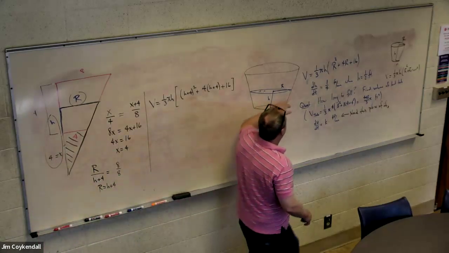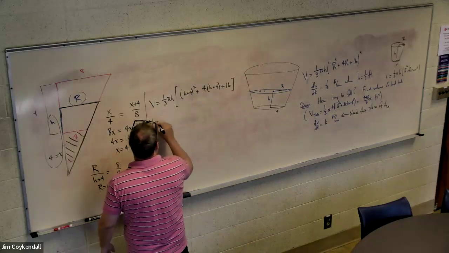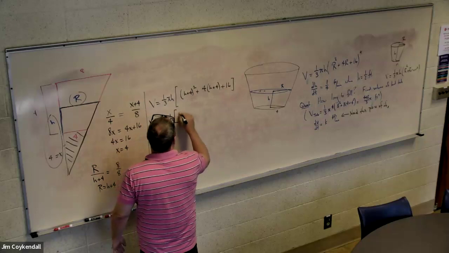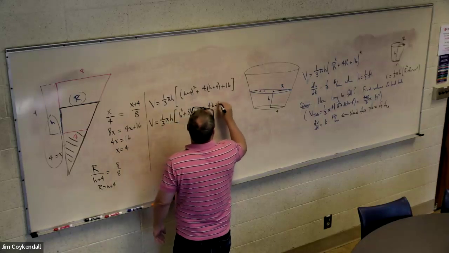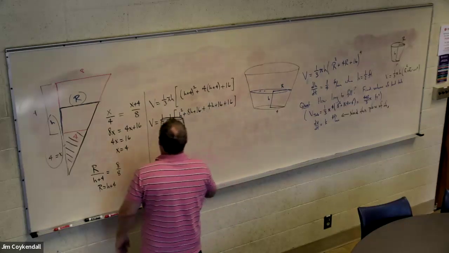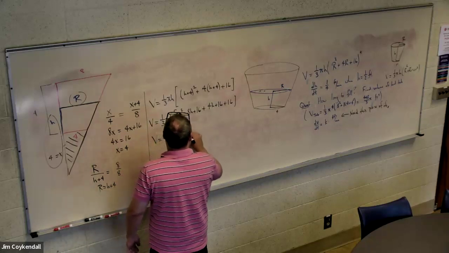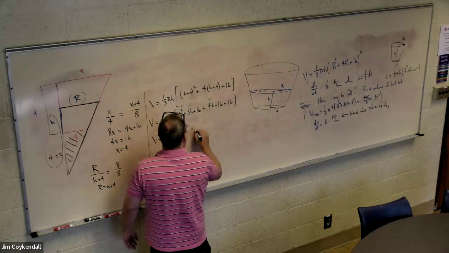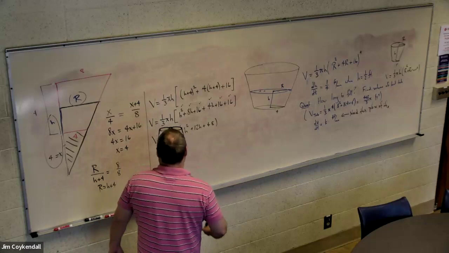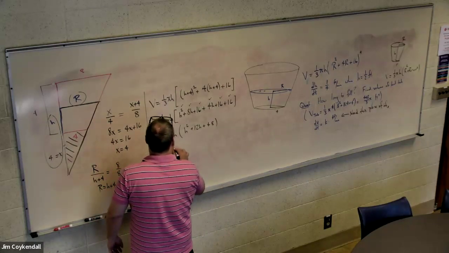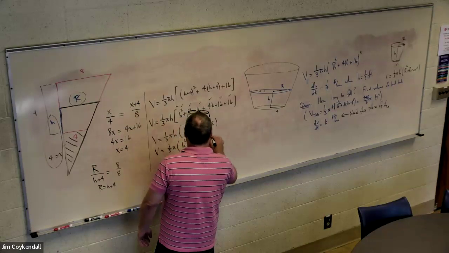So what have I done here? I've used this equation here, and everywhere I see an R, I put in an H, because I've got everything in terms of H. Let me clean this up a little bit. This is H squared plus 8H plus 16 plus 4H plus 16 plus 16. This is H squared plus 12H plus 48. But volume is 1/3 pi times H cubed plus 12H squared plus 48H.